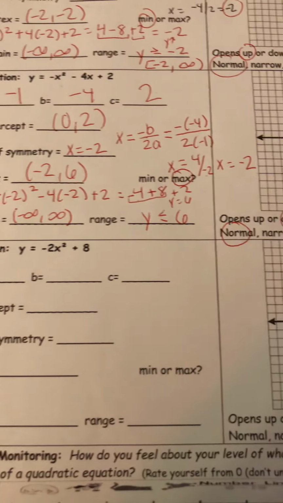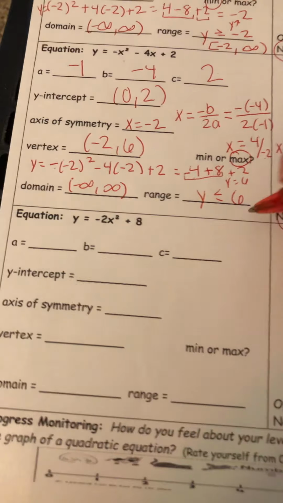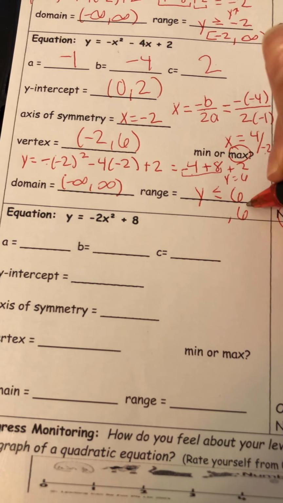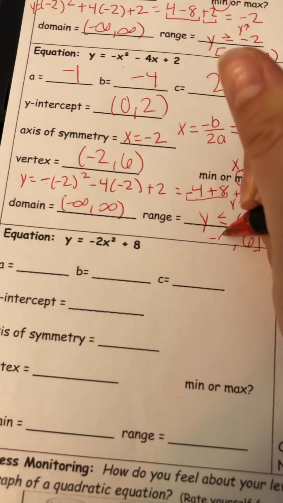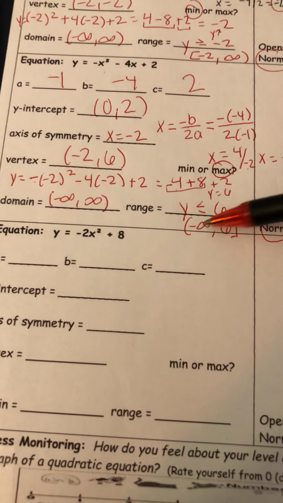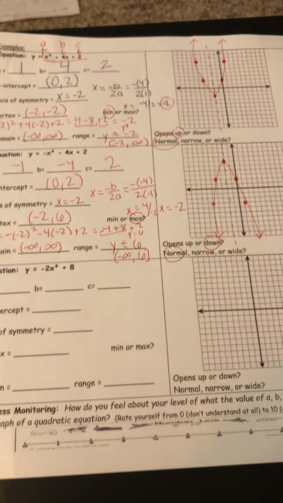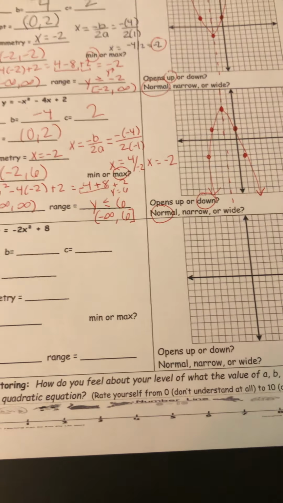Now I need it as an ordered pair. 6 is the highest that it can be, so I know that 6 is going to go on the right-hand side. And it's going to be negative infinity to 6, because y can be anything smaller than 6. It can be anything negative, all the way up to 6, right? But 6 is the highest it can go. So that's my range. And that's it for that problem.